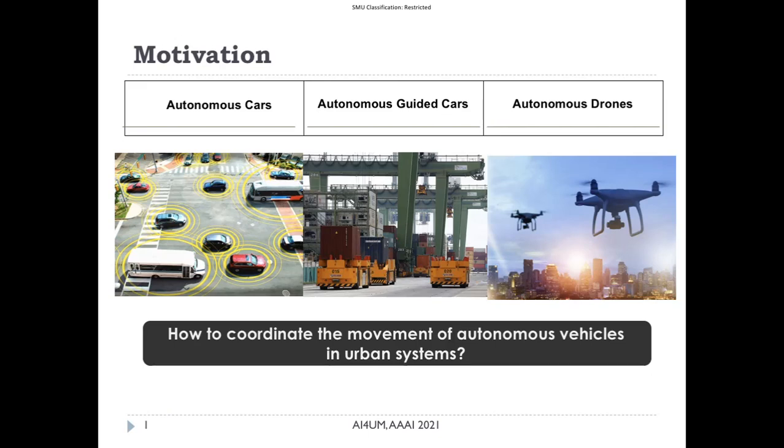For example, for autonomous cars, we need better algorithms to coordinate their movements to ensure the safety of people. Another example is autonomous guided cars, which are used to load or unload cargo from a vessel or an aircraft and automatically transport the cargo to their respective transport vehicles or to warehouses. One more example is autonomous drones, which navigate the airspace of a region.